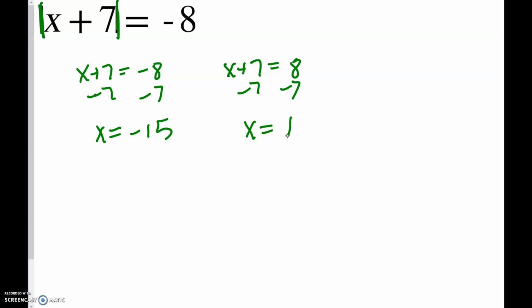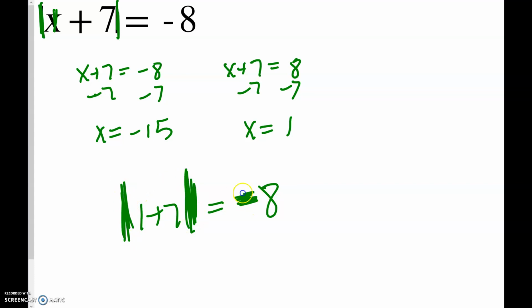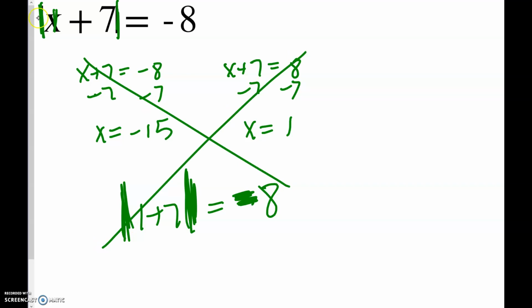So let's just put in a 1 in here. If we put a 1 in here and we say the absolute value of 1 plus 7, does that give you a negative 8? Will you ever take the absolute value and get a negative number? And the answer is no. So we really don't need to do any of this work right at the beginning. When you say absolute value equals negative number, we're going to say no solutions. So make sure that you are always paying attention when you're taking the absolute value.